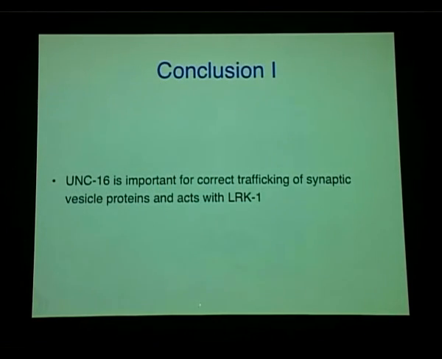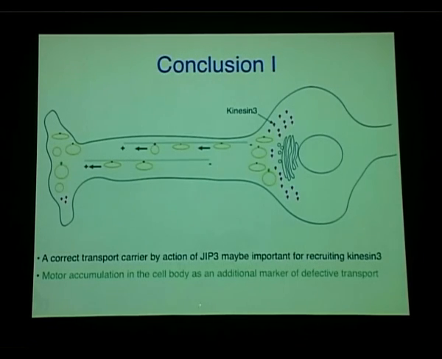So what we learned from the study is that GIP3 is very important for the correct trafficking of synaptic proteins, and we think it occurs from the cell body, possibly the Golgi or the endosome, and it acts along with LARC1. But what is much more important is that a correct transport carrier is necessary to be able to recruit the motor. And in addition, what we gained for our future studies, which we are already finding pretty useful, is that the motor accumulation in the cell body is an additional marker for defective transport, where possibly you're not recruiting the motor onto the cargo surface.